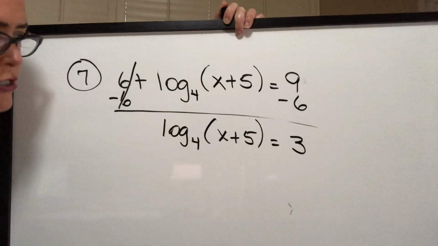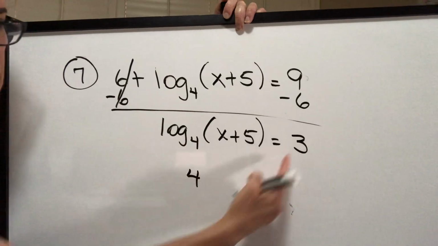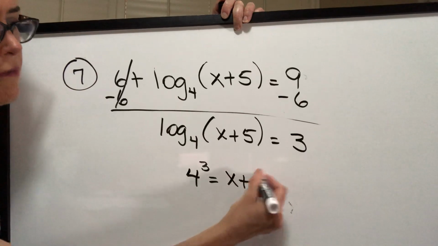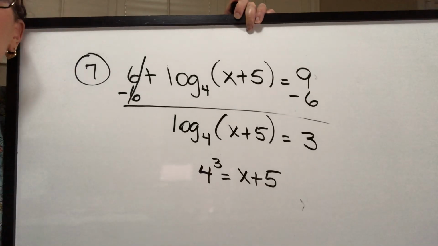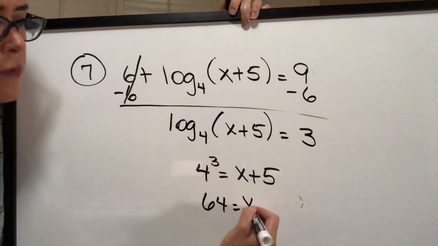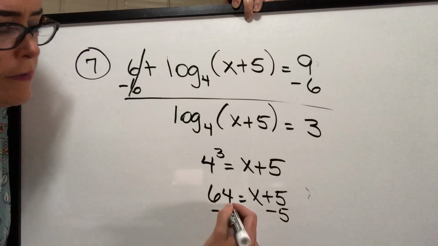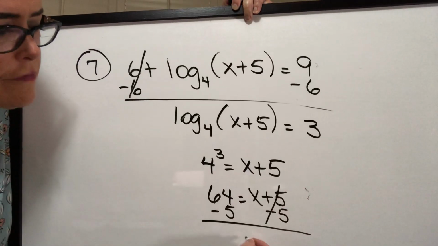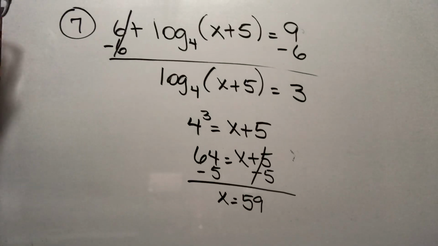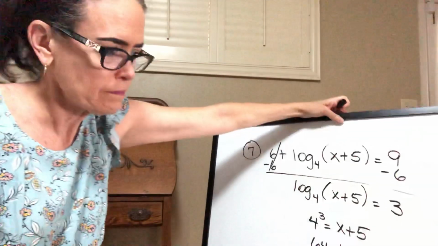So now you're going to change this to exponential form. The base of the log will be the 4, the 3 would be its exponent, and that will equal x plus 5. So if you were to figure out 4 cubed, that would be 64 equals x plus 5. And then to solve for x, you would subtract 5. So 64 minus 5 would be 59. So your answer should be 59 for number 7, but I'm going to check it out with the calculator right now.